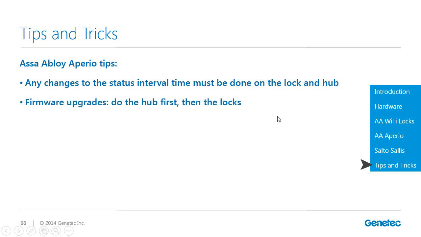When upgrading the firmware on an Aperio system, always make sure you do the hub first and then the locks. The firmware itself may not be backwards compatible, and if the lock is done first, it may not be able to communicate with the hub.